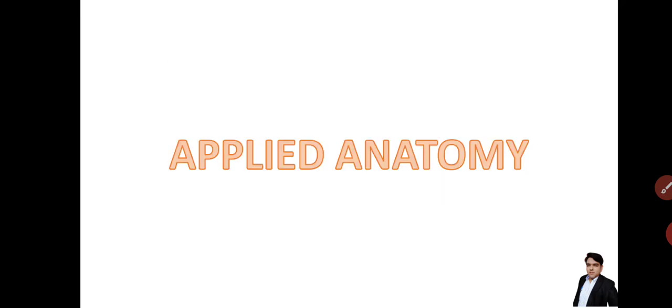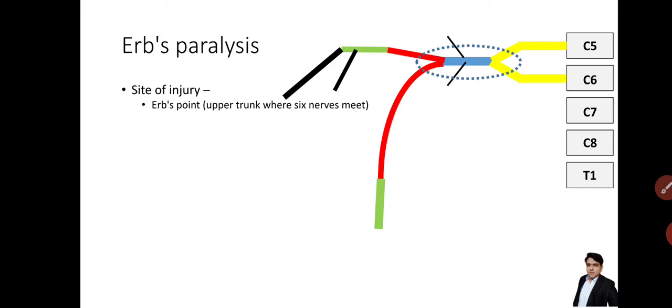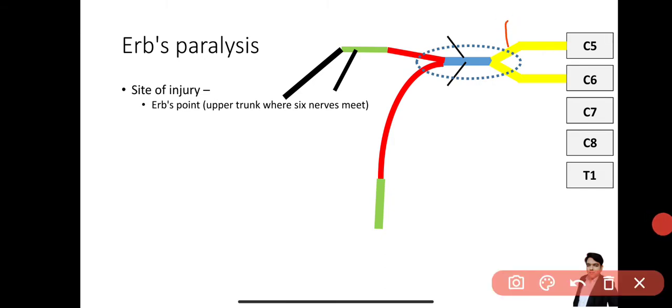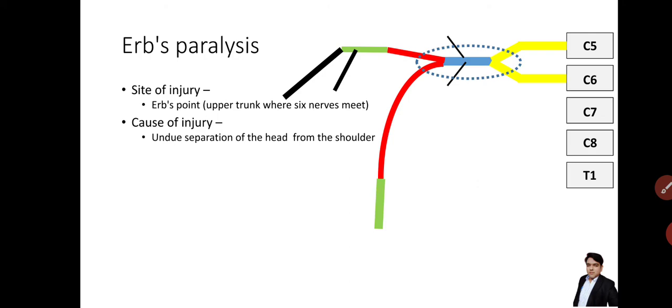Now the applied aspect of brachial plexus. First is Erb's paralysis. So site of injury, if there is injury over the upper trunk, so this is the site, upper trunk, where 6 nerves meet. So 6 nerves are first, second, third, fourth, fifth and sixth. So this is Erb's point, and the reason behind this injury, it may be because of undue separation of the head from shoulder.